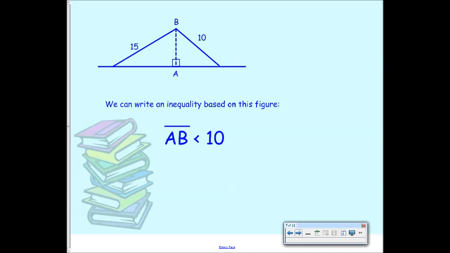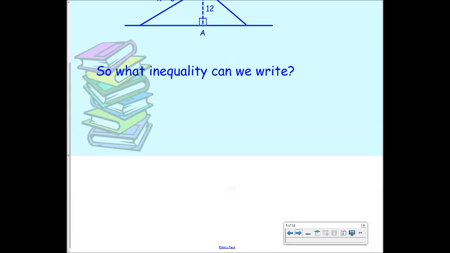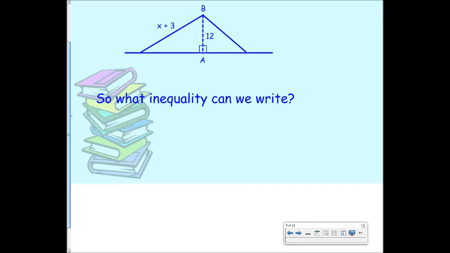Okay, so what could we write here then? What inequality could we write here? Which one has to be bigger? X plus 3 has to be bigger. So we would say, in this case, our inequality would be x plus 3 is greater than 12. Where'd the 12 come from? Going down the middle. Yeah, that's got to be the shortest line. This one has to be the smallest one, which means this one has to be bigger than that.